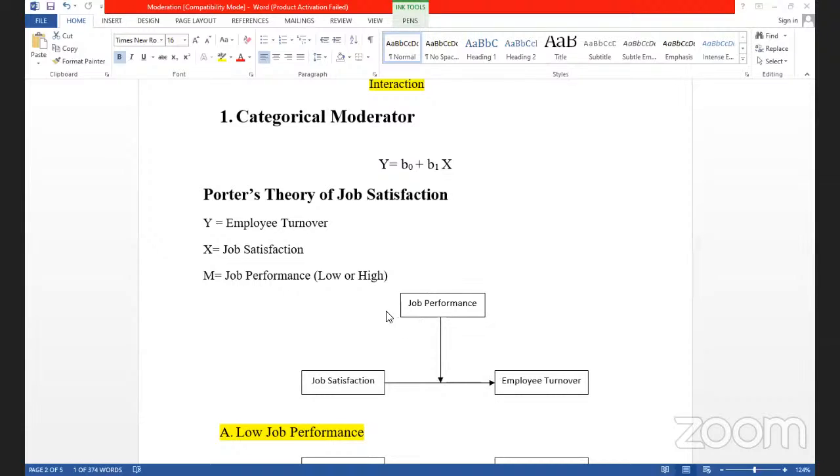So this is the case study of the categorical moderator.